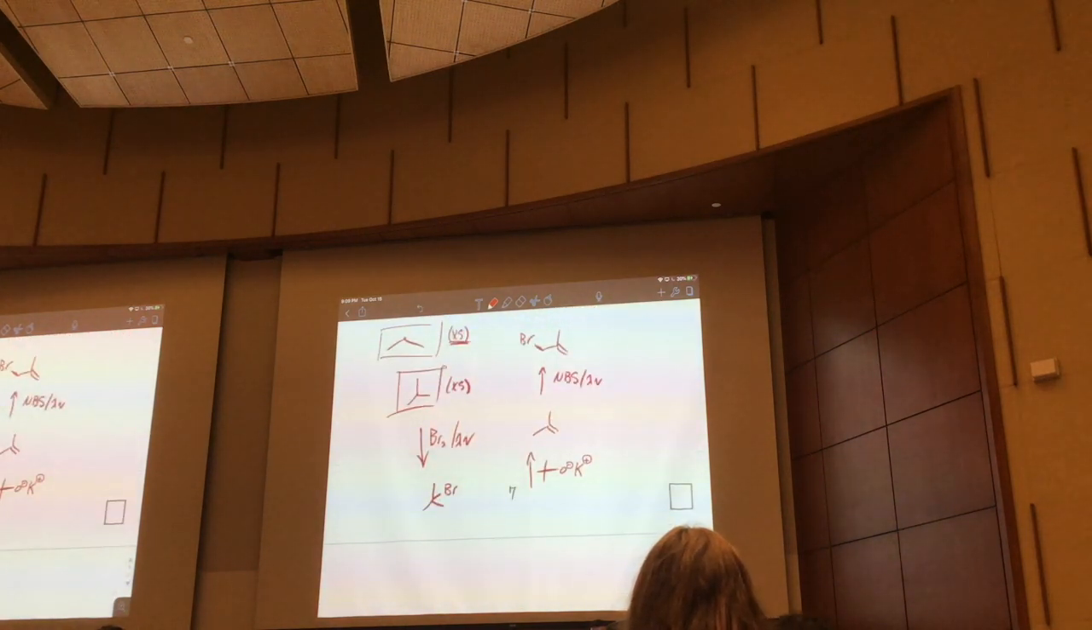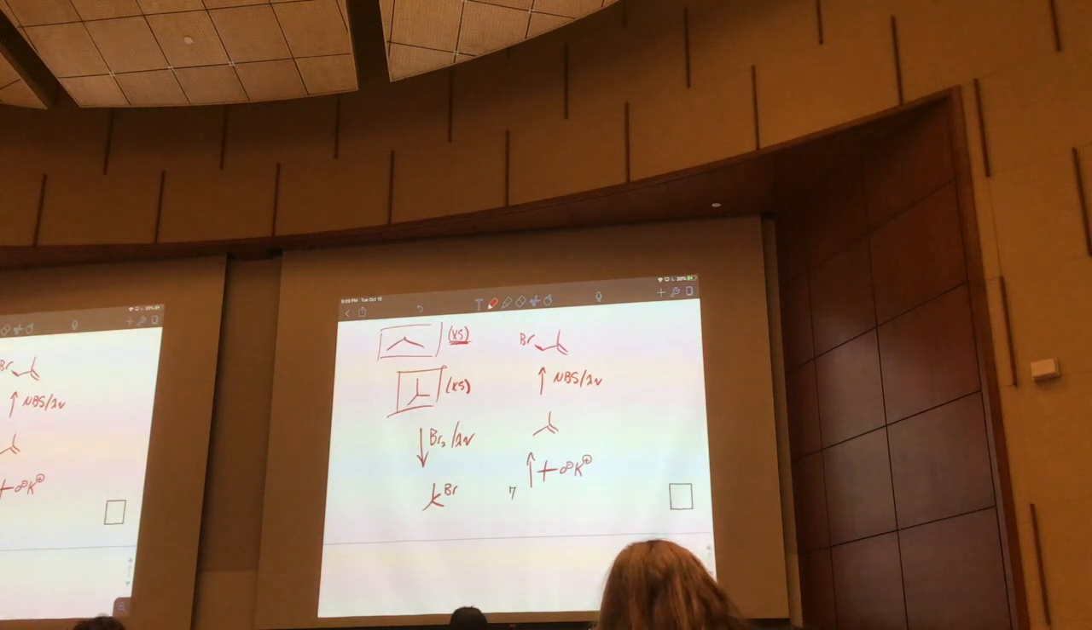That's it for synthesis. I want to go back and hit those nomenclature problems. Before we do, does anyone have any questions about what we've gone over so far?